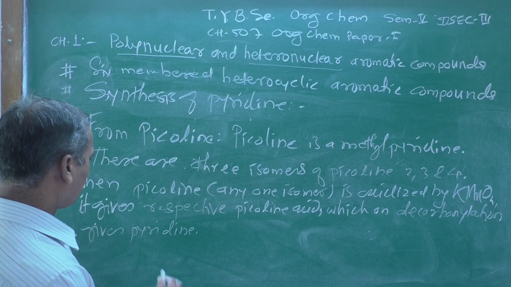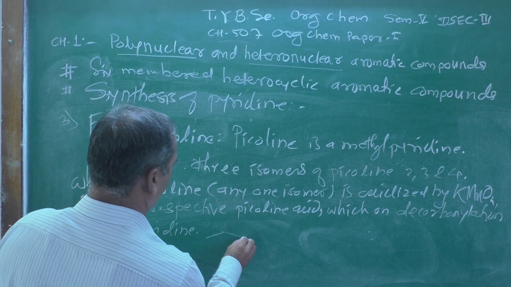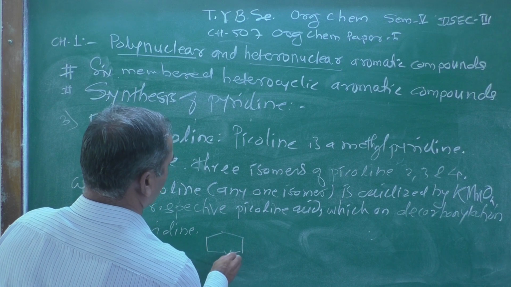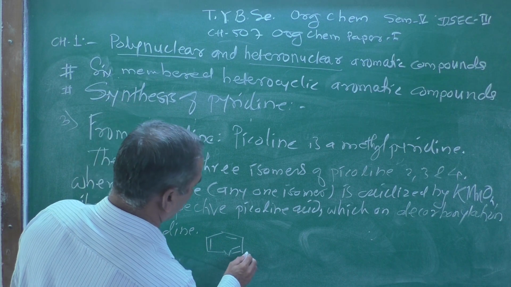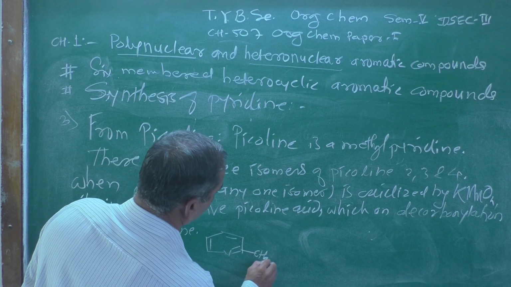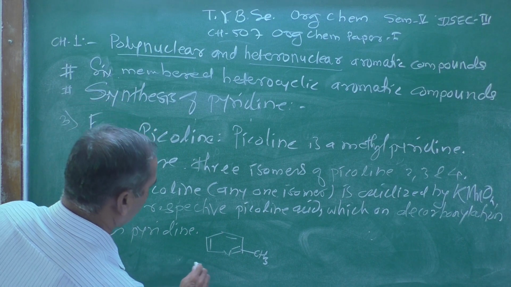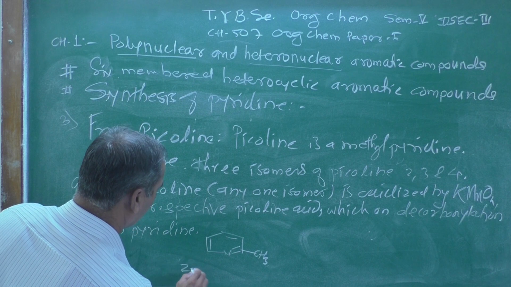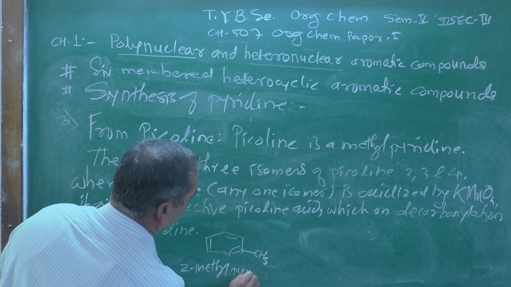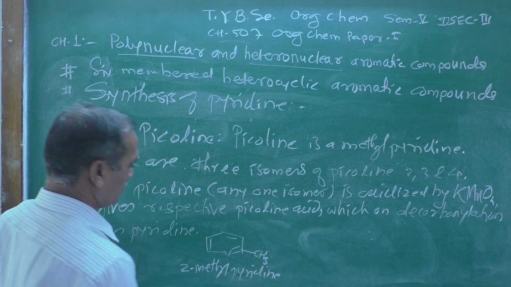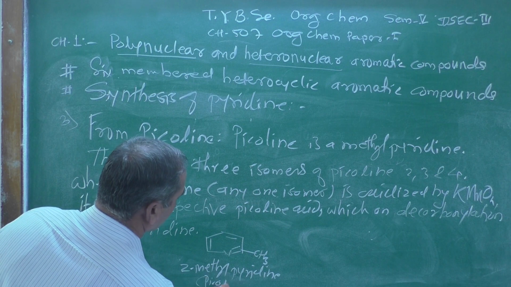Let's see the starting material. Here I am taking the starting material as picoline, one of the isomers, which is the 2 position methyl pyridine. I am taking here 2-methyl pyridine, which is commonly known as picoline.